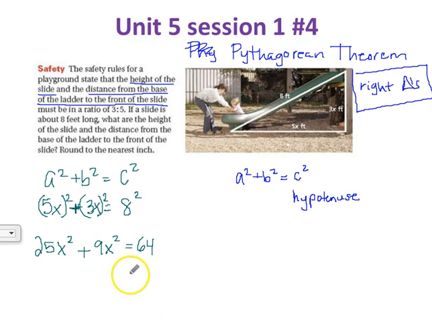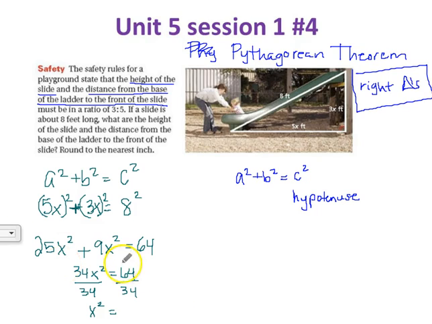64. So now we need to add our like terms together. We've got 2 x squared terms, and those are like terms, so we can add those together. 25 plus 9 gives me, what, 34? 34x squared equals 64. Okay, getting closer here. We want to get x squared all alone, so I'm going to divide each side by 34. We're working on getting x all alone. So divide each side by 34. So 64 divided by 34 is x squared equals, what is that?